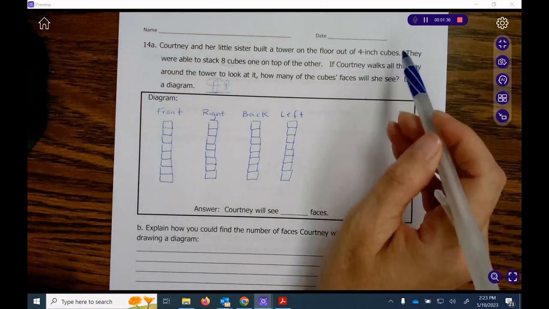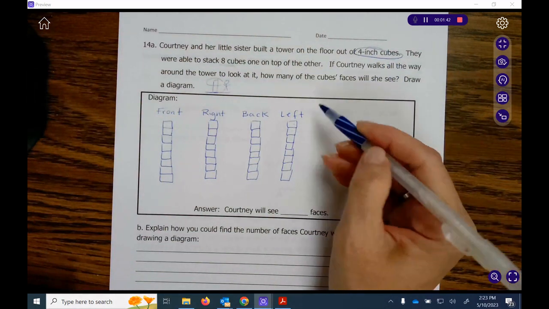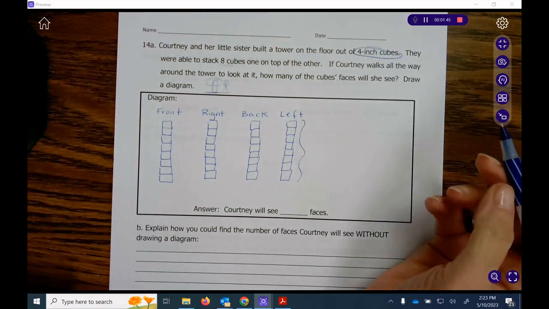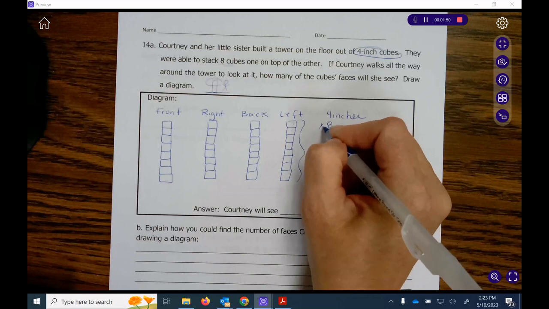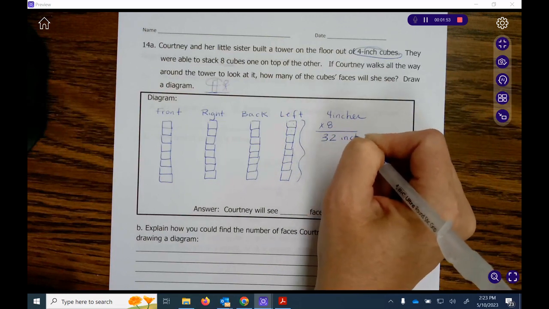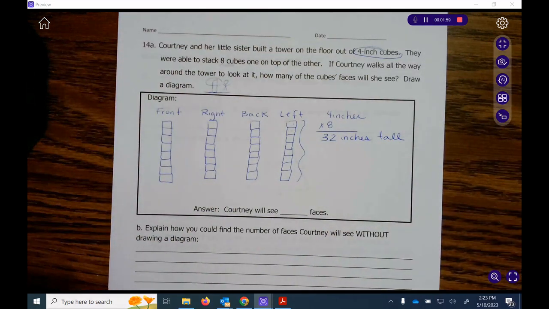They mention here that these cubes are 4-inch cubes. Well, if there are 8 cubes, that means that the tower is 4 inches times 8, 32 inches tall. Now, 32 inches tall is shorter than a yardstick. A yardstick is 36 inches long, and the height of a countertop would be approximately the size of a yardstick, and your desk is about 30 inches off the ground.